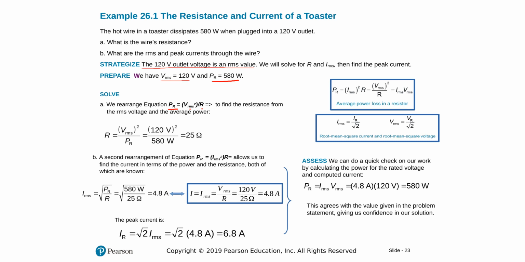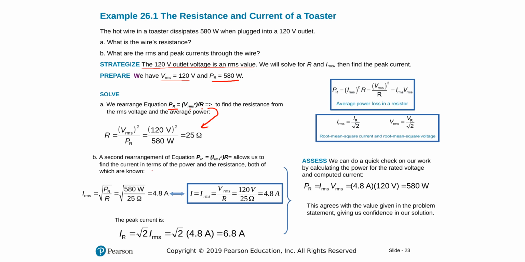What is the wire's resistance? I'm looking for resistance from this equation. I can solve for resistance, right? R equals V squared over power. What are the RMS and peak currents through the wire? For that, I would use Ohm's law.